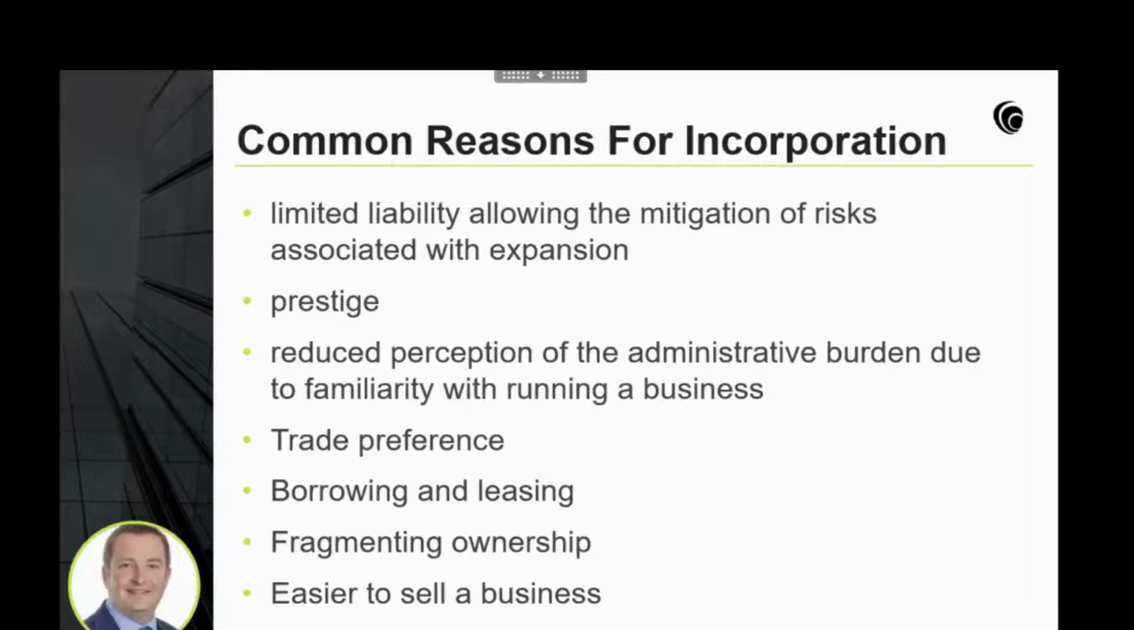Trade preference can be a key one. Your customers expect you to be operating as a limited company, and in some cases require you to be so. Borrowing and leasing, fragmenting ownership, perhaps it's easier to sell a business as a company. They're all considerations to be taken into account that aren't necessarily tax considerations.